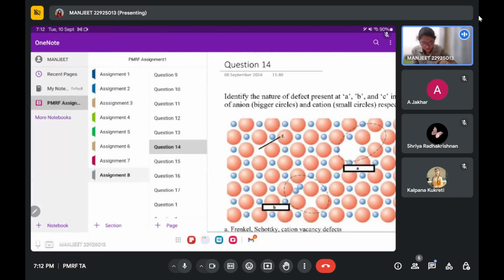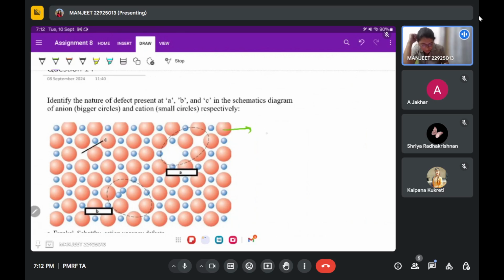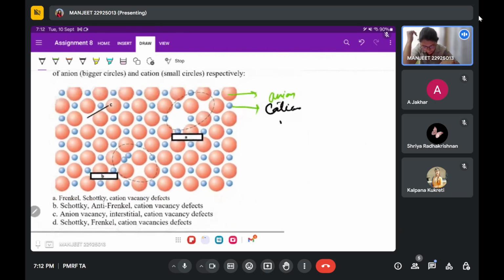Moving to the next question. Now in the next question, identify the nature of the defect present at the A, the B and the C in the schematic diagram of the ionic lattice. The bigger ones are the anions, and the smaller ones are the cations. So you have to tell what kind of defects are present in this lattice.